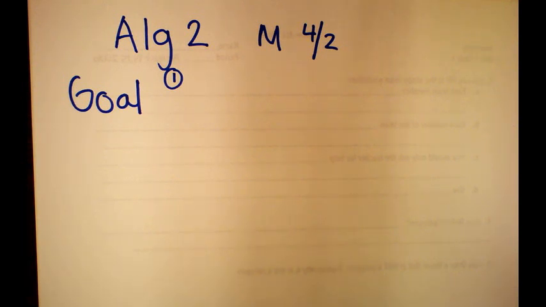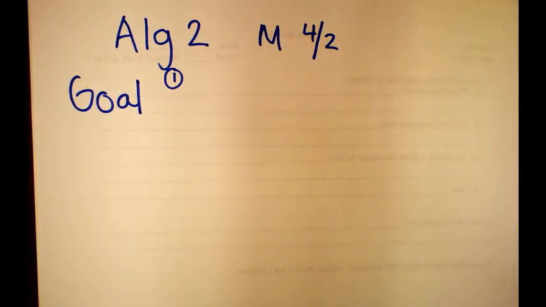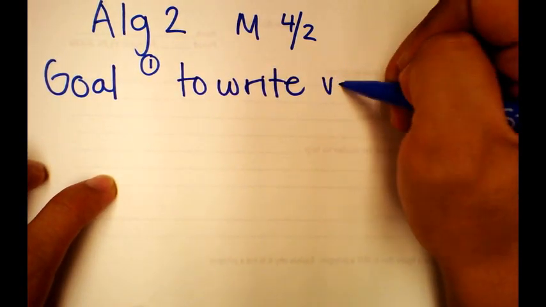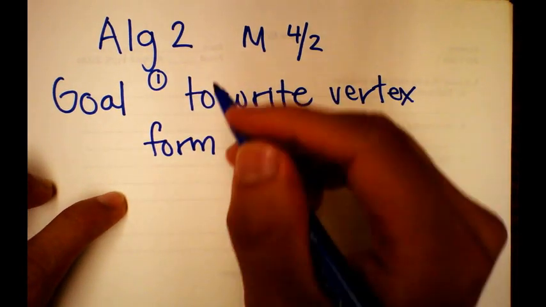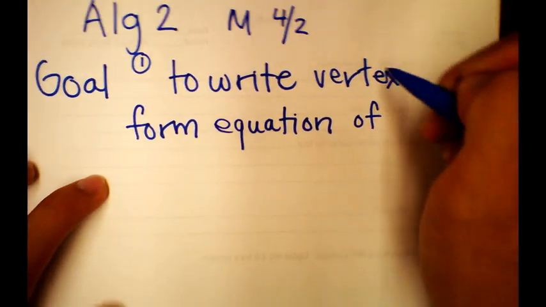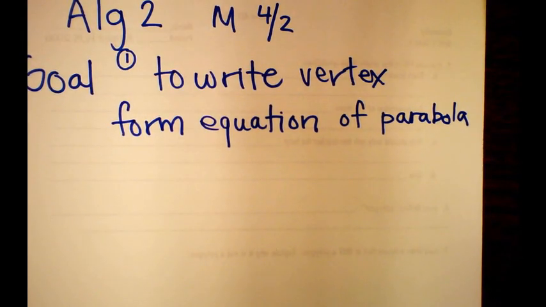Our goal for today, so note that this is goal number 1. When you come in on Monday, we'll finish off goal number 2. In this video, our goal is to write the vertex form equation of a parabola. So yes, we're still doing vertex form equations, but now we're only given two major pieces. We're given the vertex and we're given another point on the parabola.